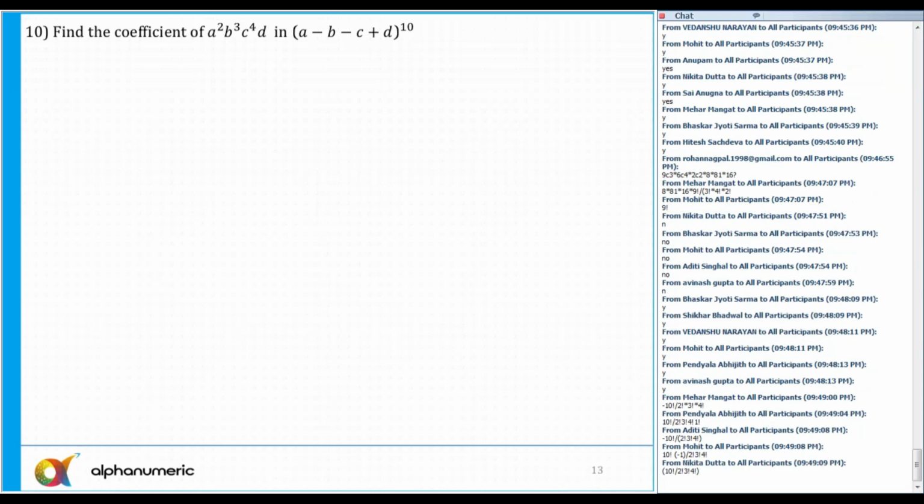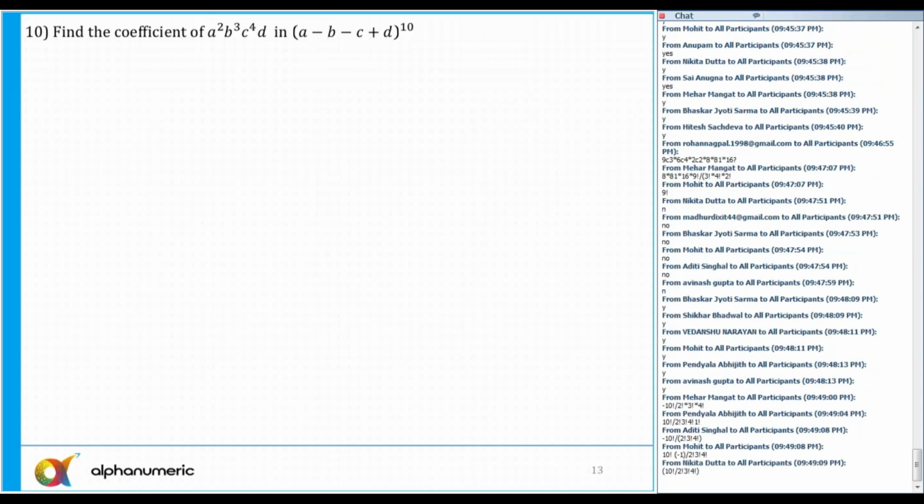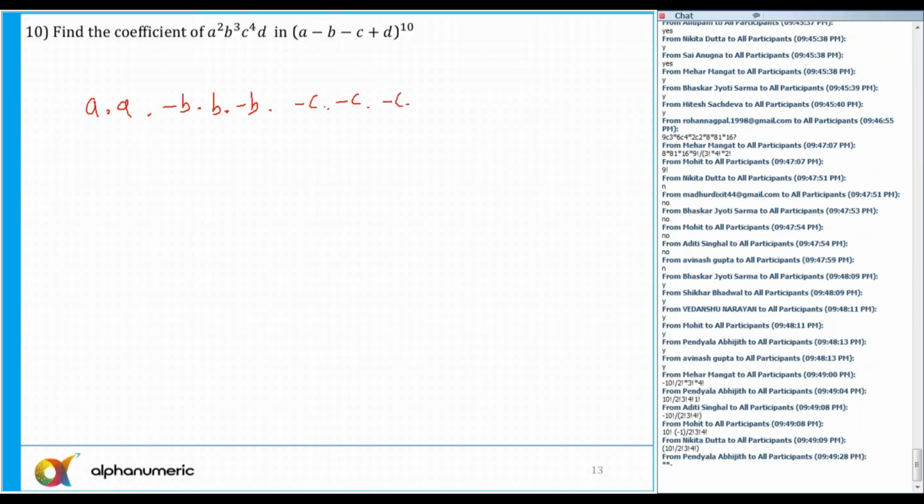Now, same logic here. A is 2 times, so I can say A into A. Then B 3 times, so I say minus B into minus B into minus B. And C 4 times, so minus C into minus C into minus C into minus C. And D only 1 time. So factorial 10 upon factorial 2 into factorial 3 into factorial 4.